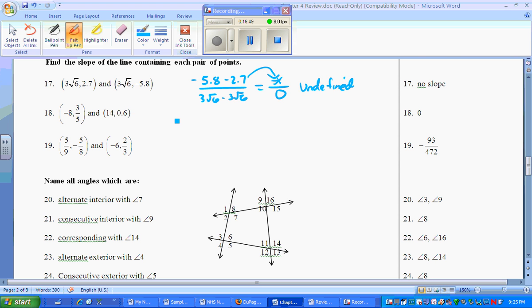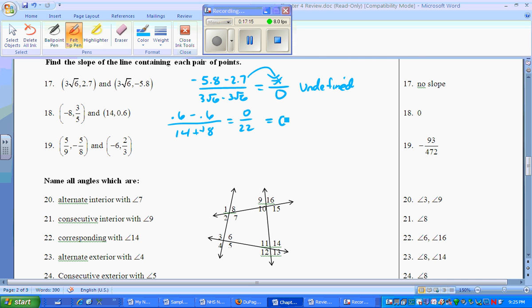18, we do 0.6 minus 3/5, which is 0.6, all over 14 minus -8. We get 0 over 22. Zero is on top, so this answer is 0.